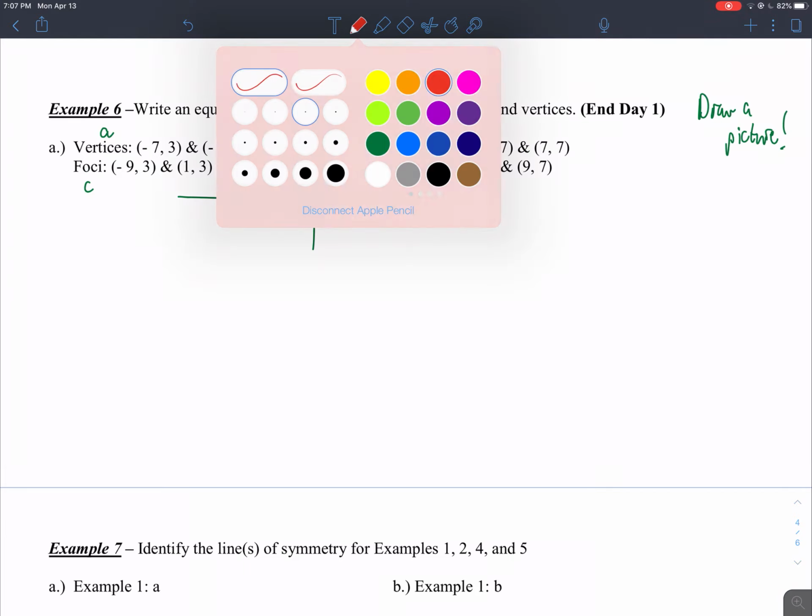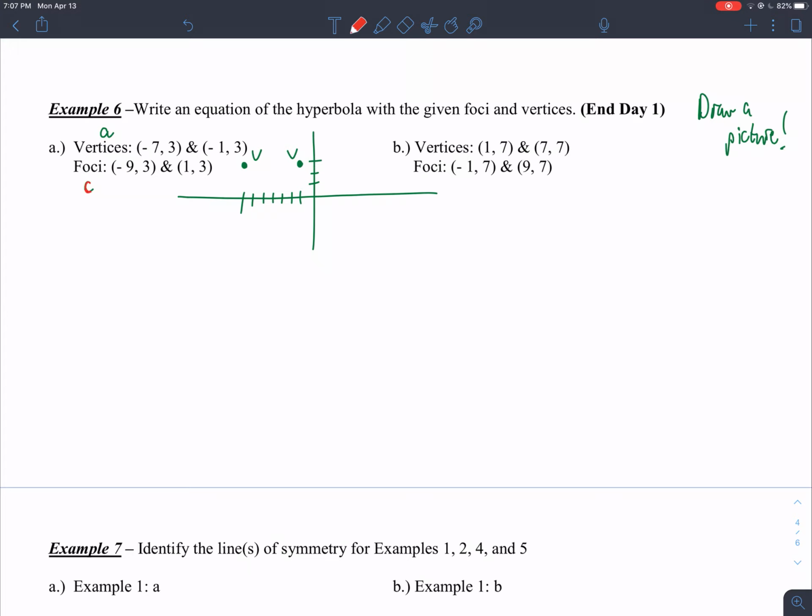And then they gave you two foci. Let me switch the color. Foci. And that's at negative 9, 3. So that's 2 to the left of the vertex here. And then at 1, 3, which is 2 to the right of that vertex there. So this is a focus, and this is a focus. So now you know that your hyperbola looks something like this. Okay, something like that. Don't have to draw the hyperbola, but you know this information now.